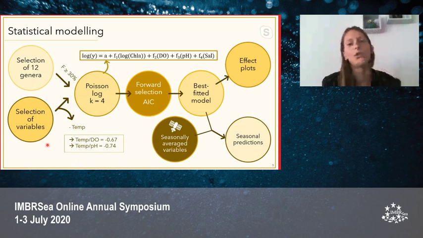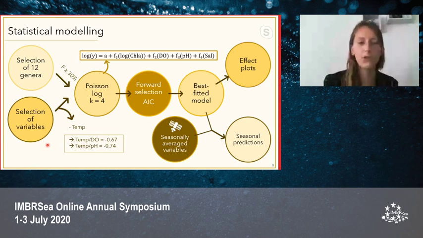Here you have the general function formula of our generalized additive model, for which we used the Poisson family because our data was integer and positive, log as link function, and the level of smoothing was equal to 4 in order to avoid overfitting.